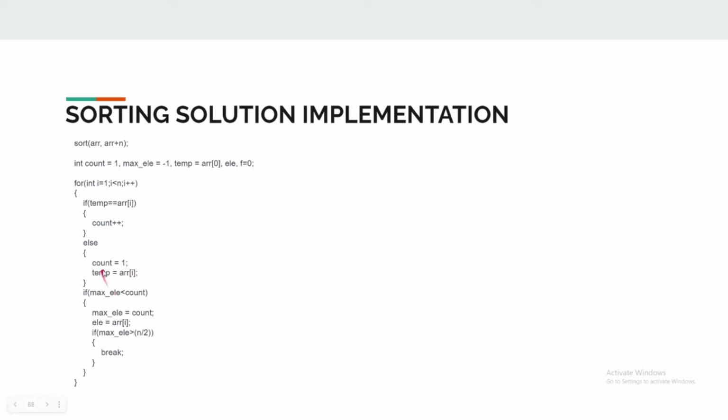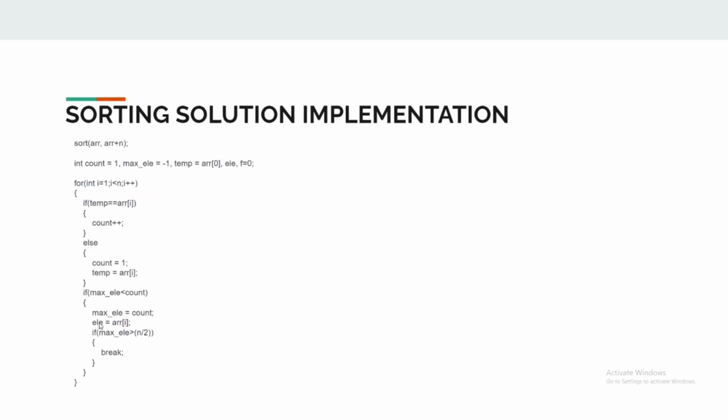Why so? Because at each element we need to check whether the count's value is greater than max ELE or not. If that is the case, we will update the max ELE value with count, and our ELE will store ARR I. This is because we are storing the element also. This ELE is the element that is the majority element, right? And also we are checking if max ELE is greater than n by 2. In that case, we just break, and we will print the ELE at the end, because we have found our element that has the max ELE value.